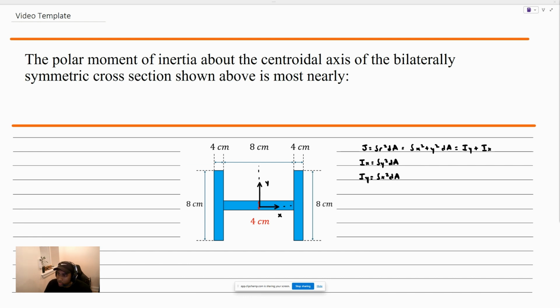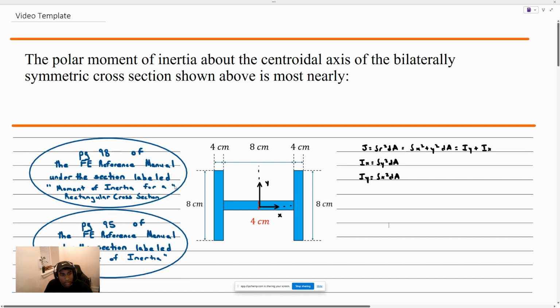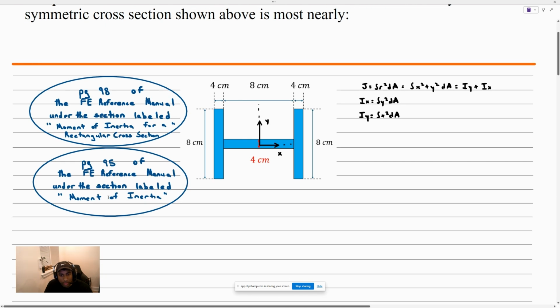Let's go ahead and put down those two references. So this one is on page 98, this one is on page 95, and I have their section headings. Let's start with Ix. Now, from the reference manual, we know that Ix is base times height cubed over 12. You want to try to save as much time as you can. So if the axis of your object isn't aligned with the centroid, you have to use the parallel axis theorem. We're going to try to avoid that and save as much time as we can.